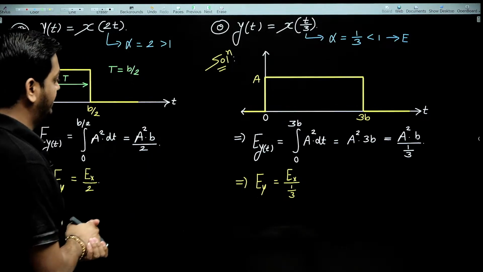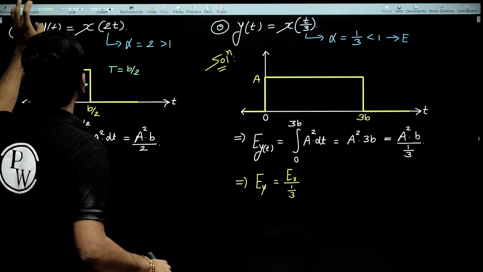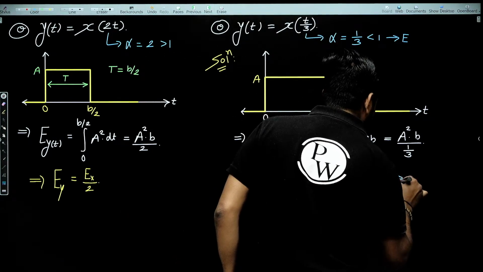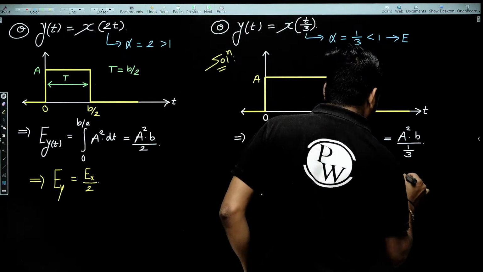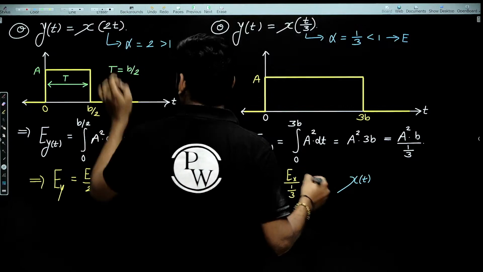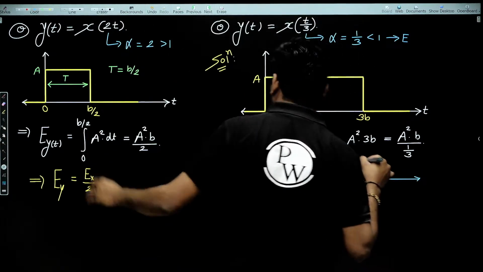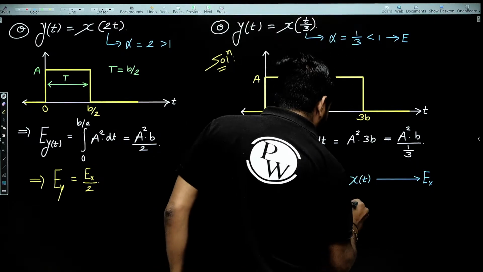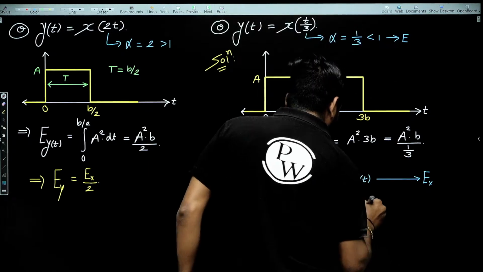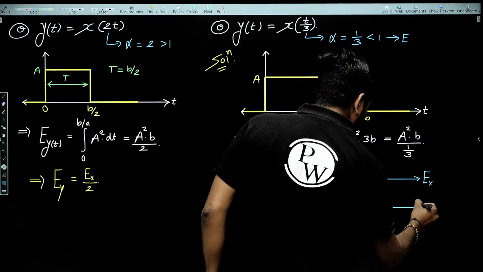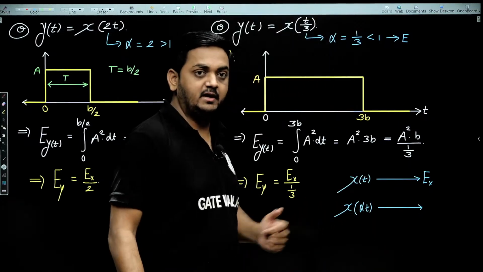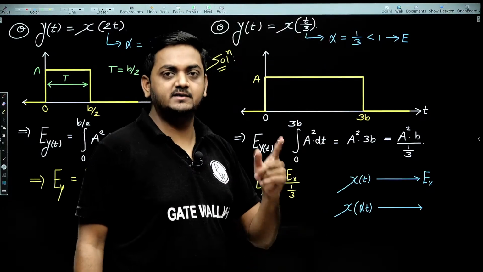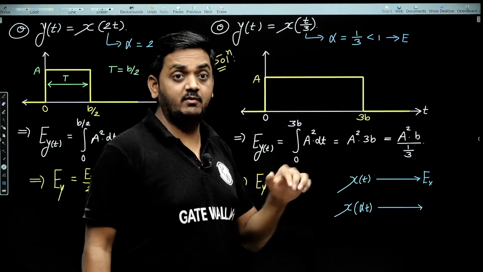So in general, what can we say, guys? What is your final conclusion? If the energy of the x of t signal is Ex, then tell me in the comment box, what will be the energy of x of alpha t, where alpha is a scaling factor? Alpha can be greater than 1, less than 1, positive, or negative, it can even be minus 1.